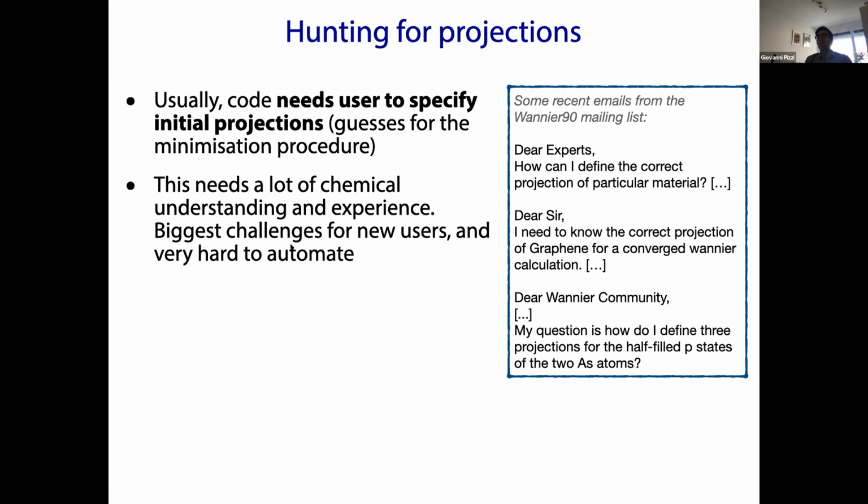So the tricky part of visualization is really to specify these initial projections. It needs a bit of intuition, it needs a lot of experience, and indeed, if you go to the Wannier mailing list archives I was mentioning at first, many of the questions are really, okay, how do I choose the projection for this? How do I choose the projection for that? And the answer is, well, nobody will be able to tell you.